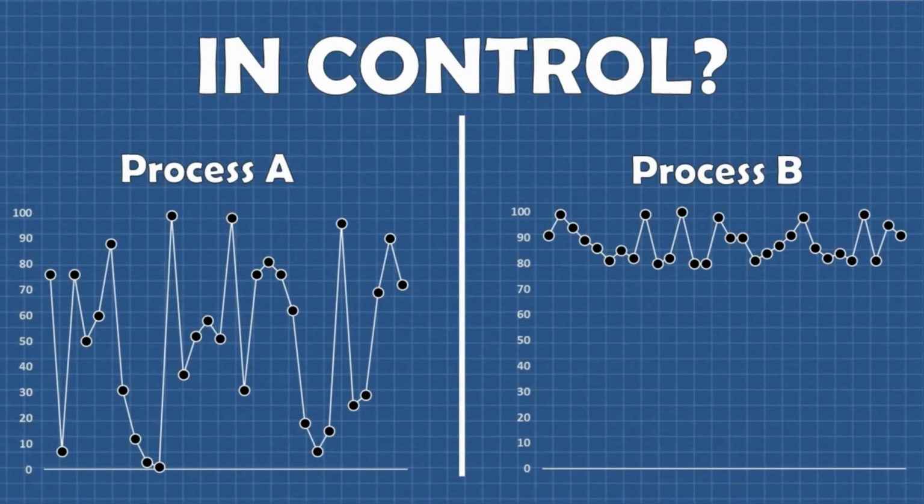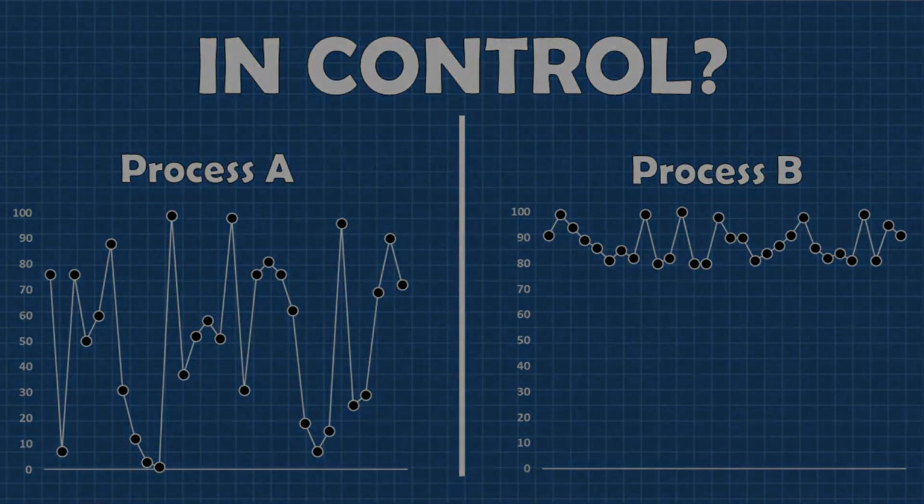Here we have two charts where I plotted output data from two different processes over time. Both data sets have the same scale of 0 to 100. My question to you is, are these processes in control? Or is one in control and the other out of control? Let me know what you think and why in the comments below, and by the end of the video I'll tell you the answer and why.